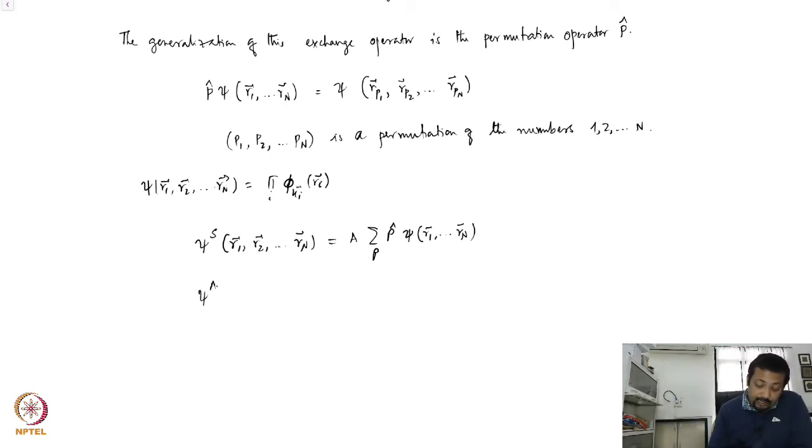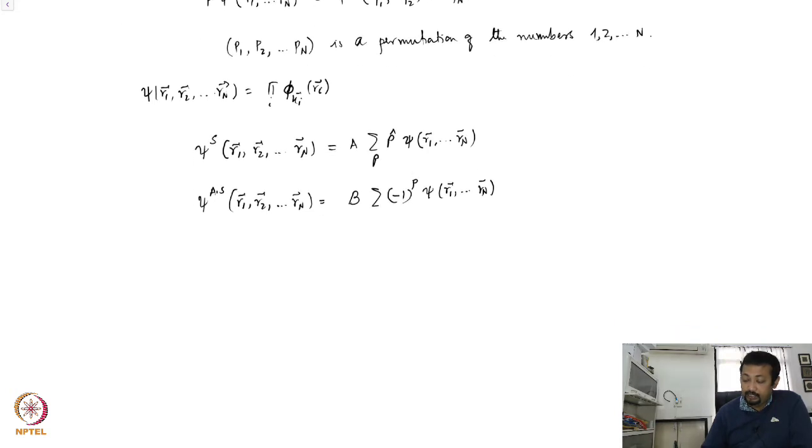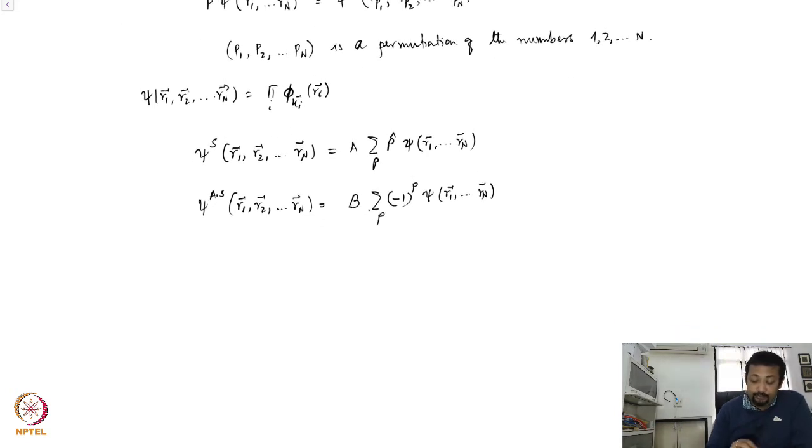And the symmetric operator has an eigenvalue 1, therefore it does not matter over here, but the antisymmetric operator will have an eigenvalue minus 1, so that this is going to be minus 1 raised to the power P times psi of r1 through rn, right? Once again, there is a sum over P, which is a sum over all possible permutations.